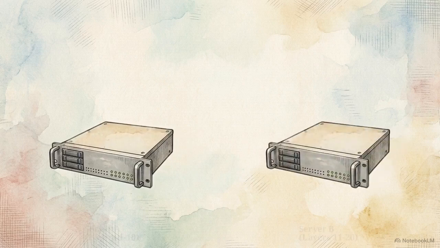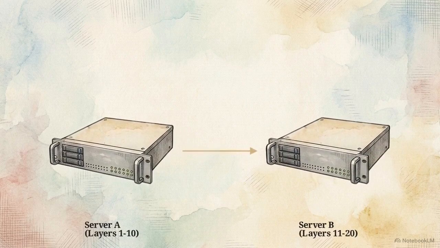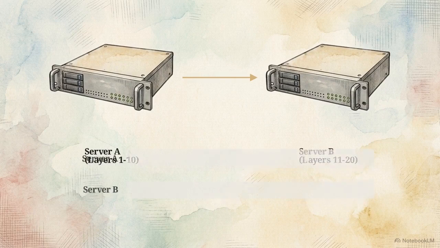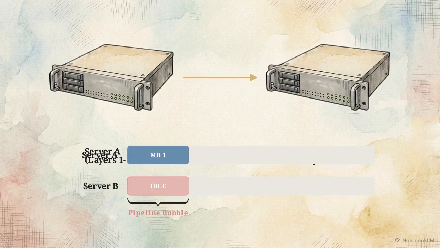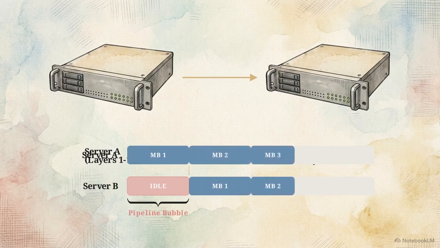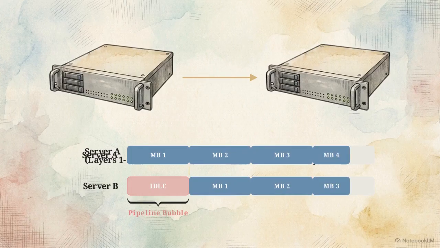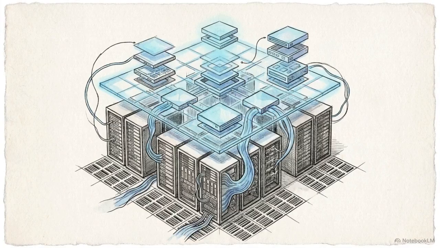To scale further, pipeline parallelism slices the model by depth, assigning layers 1 through 10 to server A and 11 through 20 to server B. This introduces the pipeline bubble, where server B sits idle while it waits for server A to finish its portion of the batch. Orchestrating 3D parallelism requires mapping software algorithms onto the physical geography of the data center.